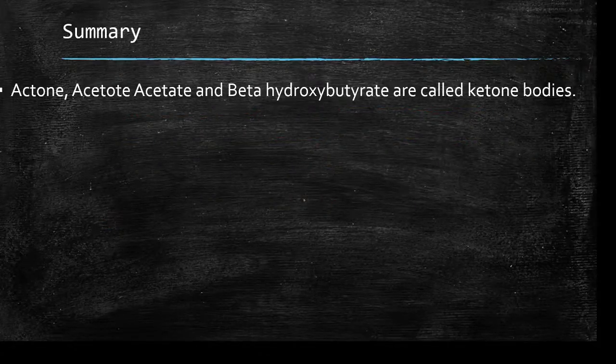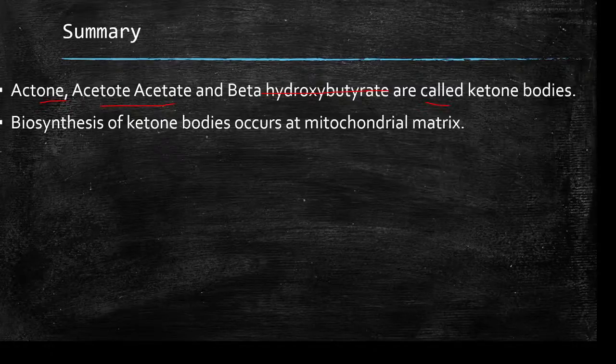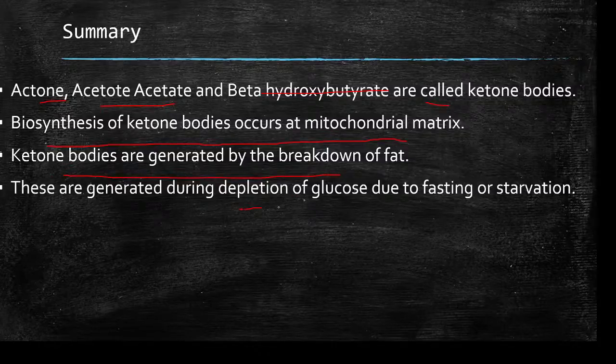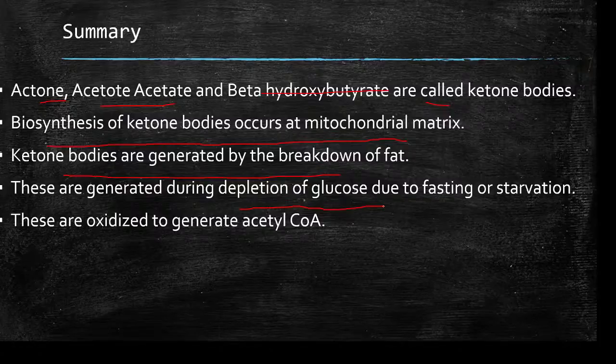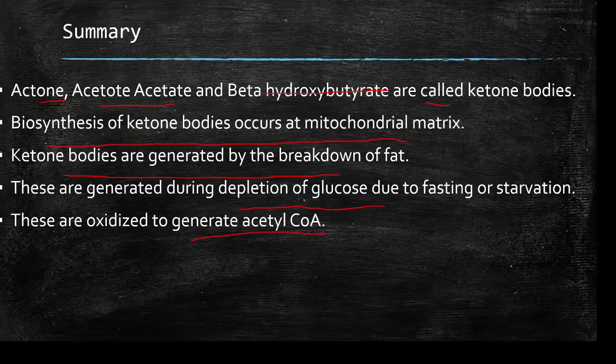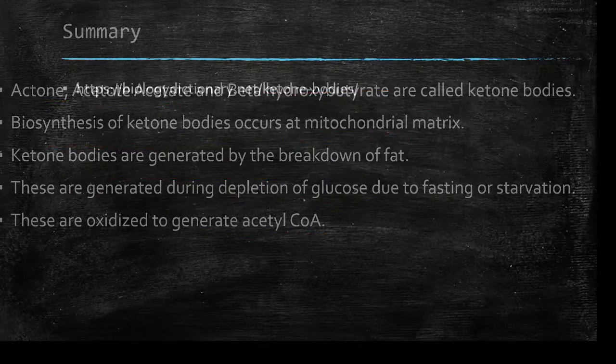Okay, so in summary of today's class, acetone, acetoacetate, and beta-hydroxybutyrate are called ketone bodies. Biosynthesis of ketone bodies occurs in the mitochondrial matrix. Ketone bodies are generated by breakdown of fat. These are generated during depletion of glucose due to fasting or starvation. These are oxidized to generate acetyl CoA. Okay. So this is about your class for today.